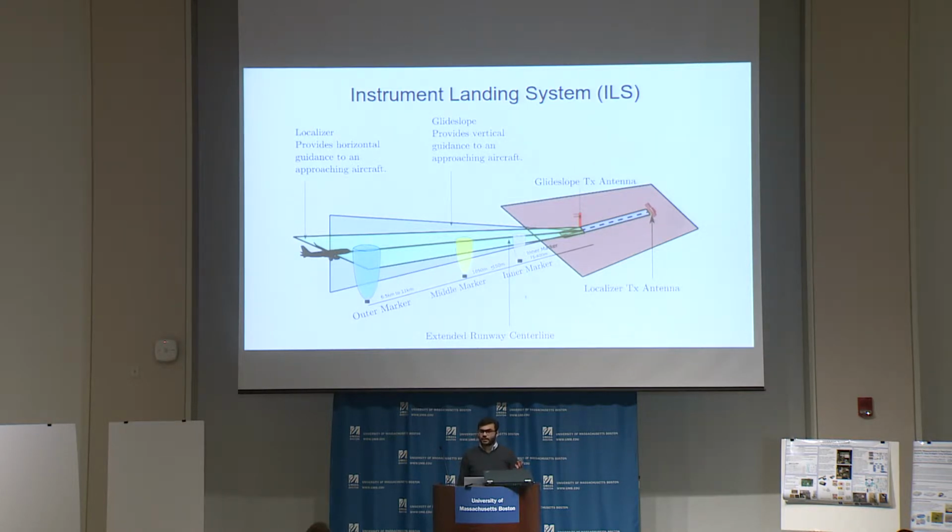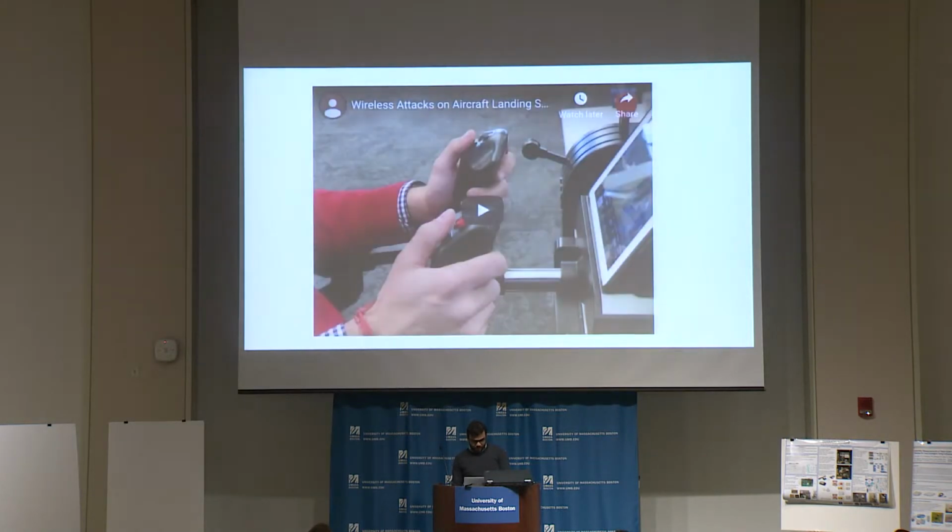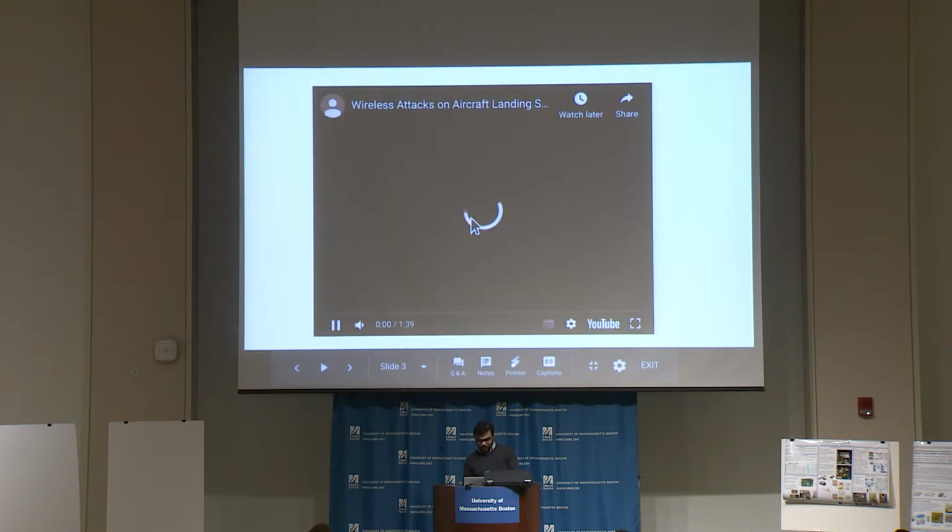It has three main components. You have a localizer, which provides horizontal guidance, a glide slope, which provides vertical guidance, and marker beacons, which act like checkpoints over your approach. Our work is about figuring out systematic wireless attacks on the system, so that you can manipulate the instruments and misguide the pilot while approaching the airport. We have a quick proof of concept video.